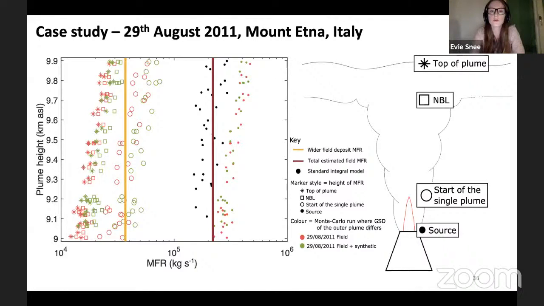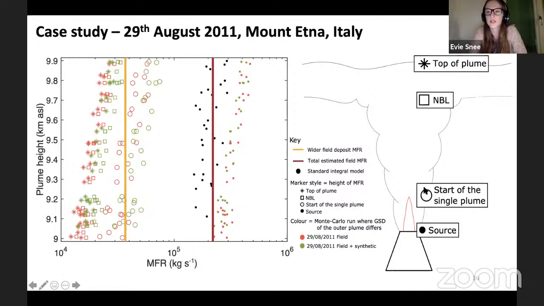And these are also quite comparable to the estimate of mass flow rate from the standard integral model, as well as the one we've estimated based on the literature values for this total estimated field mass flow rate. However, because we have sedimentation in this double plume model, the mass flow rate of our solid material varies as we go upwards, because we have quite a lot of sedimentation happening. So we've also plotted the mass flow rate estimates of the solid material at 3 different heights.